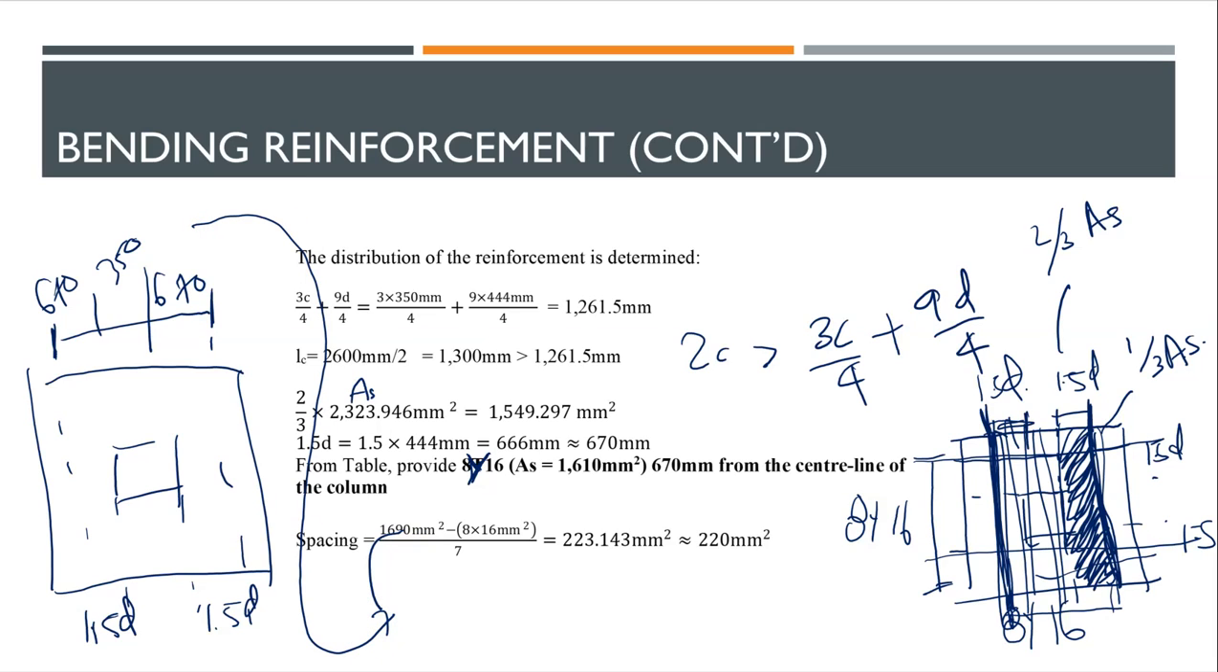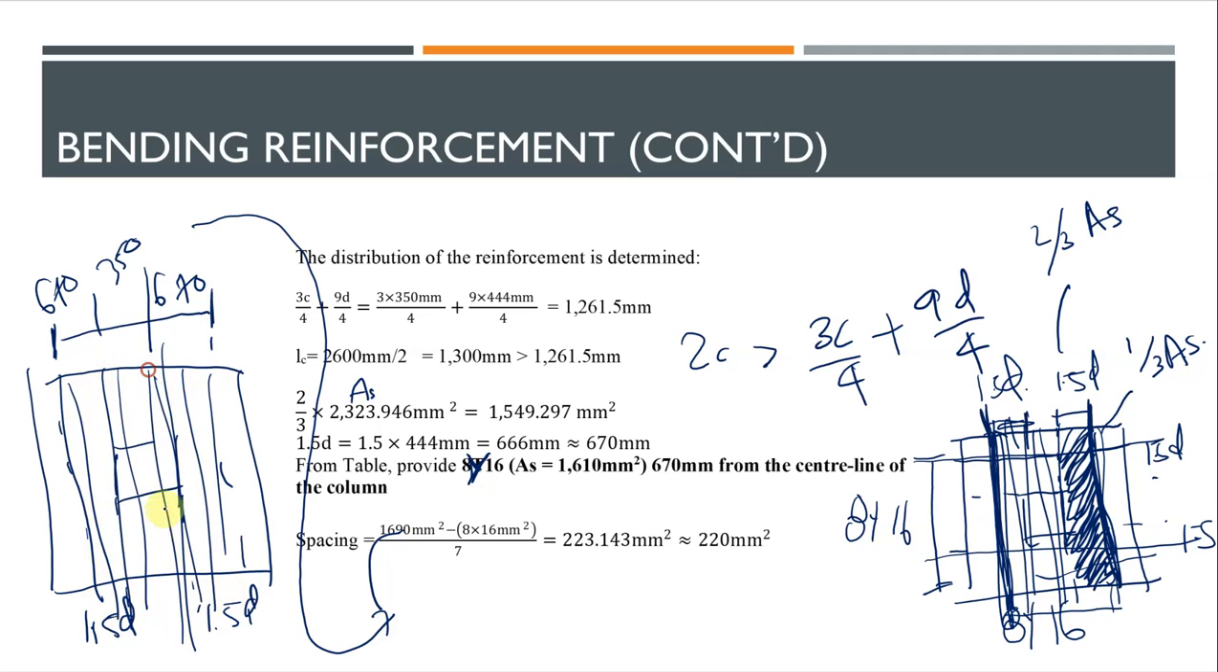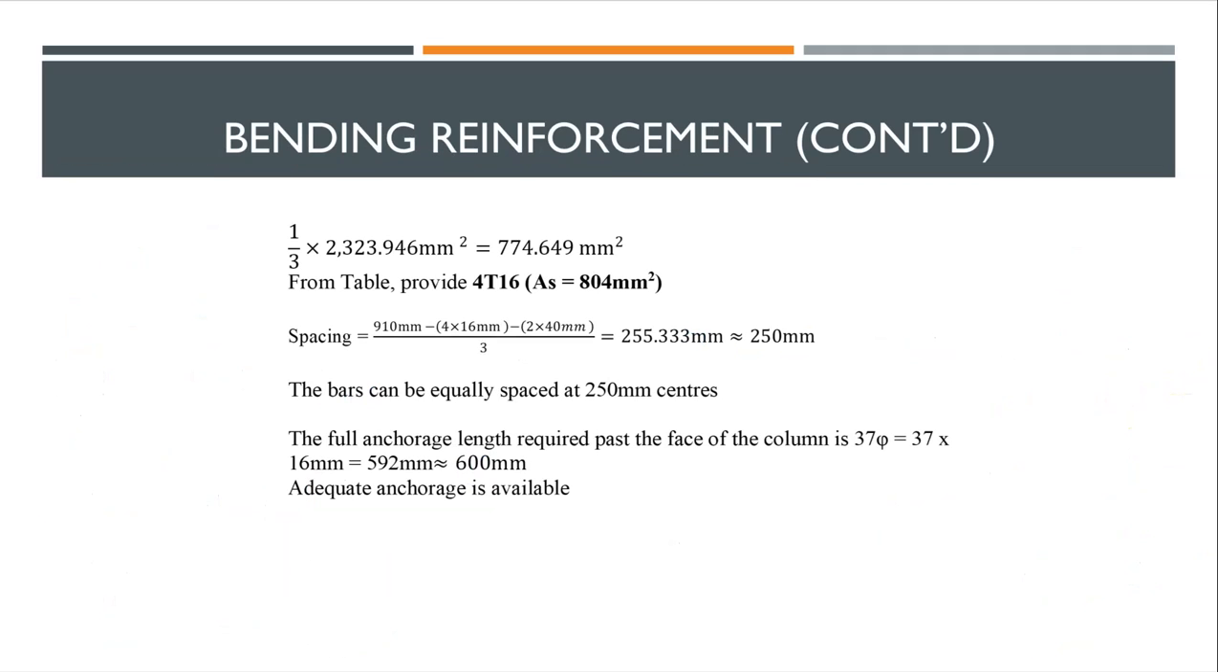Okay, and then minus, because we have 8 numbers of 16 mm diameter bars, and divide by 7, because of the spacing. If we place 8 numbers here, then in between there must be 7 spaces, so we divide by 7 and get 220. Okay, so we have finished the middle part, but what about the other one third of AS? We have to design that part also.